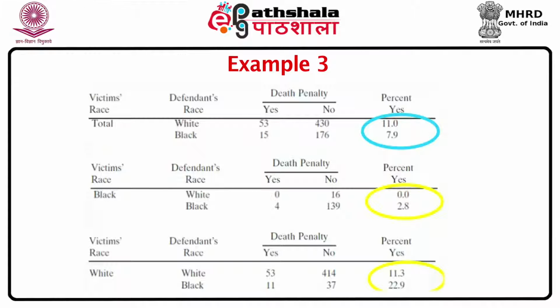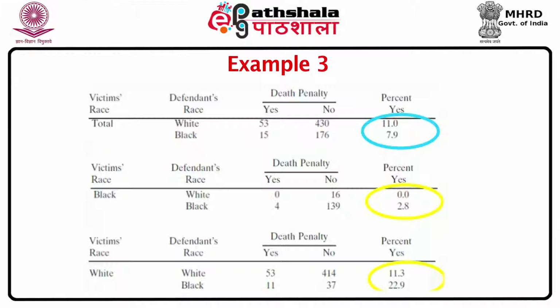Now let us zoom a little bit more into the data. In the first example, I have aggregated over the victim's race. So when I do that, it turns out that 11% of those cases in which the defendant was white were awarded the death penalty. 7.9% of cases were awarded the death penalty when the defendant was black. So in this case, we can say that whites were more likely to be awarded the death penalty.